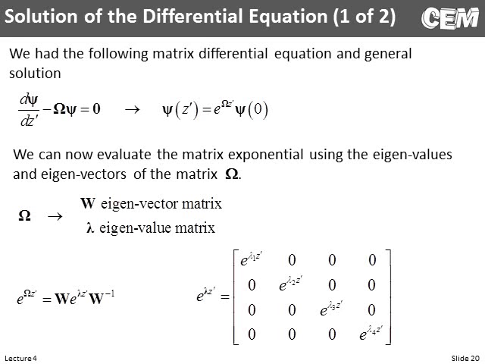Okay. So, here was our differential equation, and here's our general solution, but it had that matrix exponential which we had to deal with. So now we know we're going to calculate the eigenvectors and eigenvalues of that matrix omega, and so now our complex exponential is going to look like this. W times the exponential of the eigenvalue matrix divided by W. And so here's what that exponential, the lambda matrix, would look like. It's just the exponential of all the individual eigenvalues.